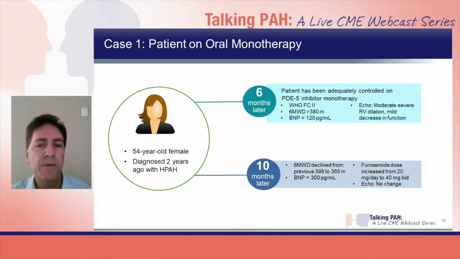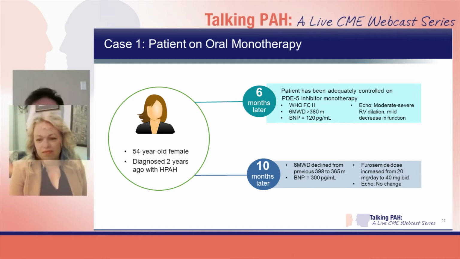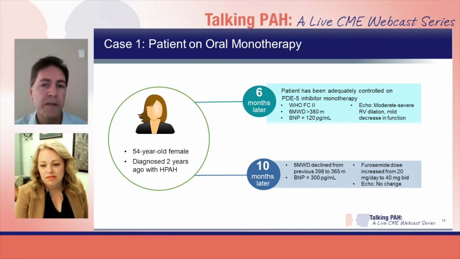Connie, let me just ask you, where do you weigh these individual factors? In other words, what if the echo looked bad, but the BNP was low? What if the walk was low, but the functional class was also?